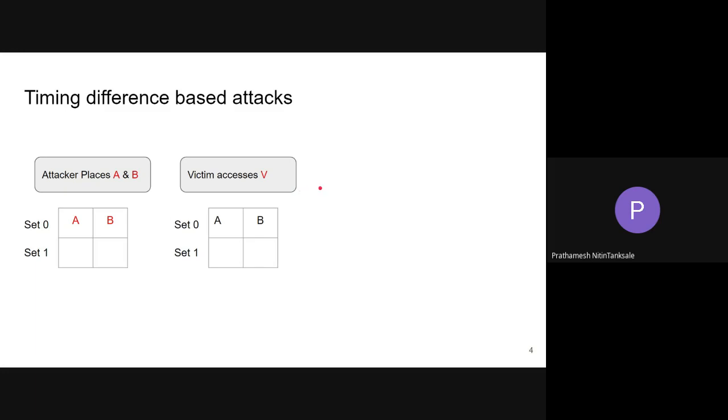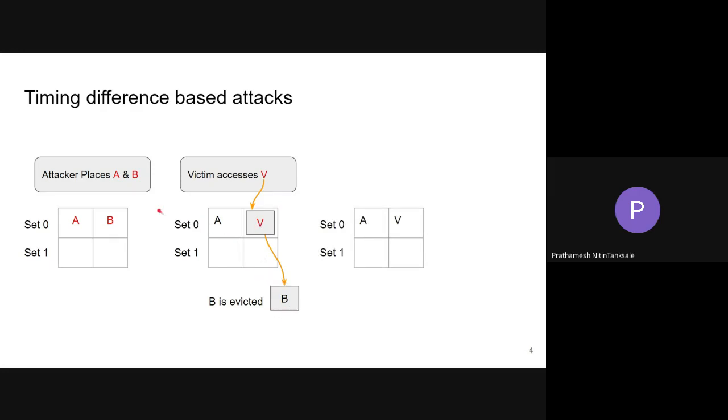Then, if a victim is accessing that particular set, let's say set 0, the victim V will insert his own block in that set, and as the set is already full, we have to find a victim. Let's assume that B is chosen as the victim. When B is chosen, V will insert his own block. So now B is evicted.